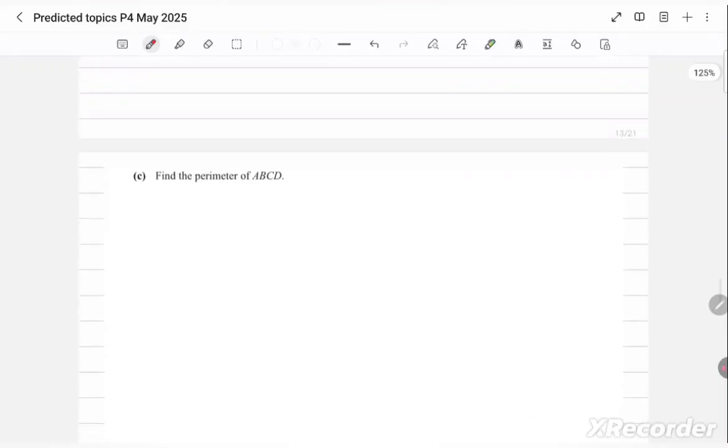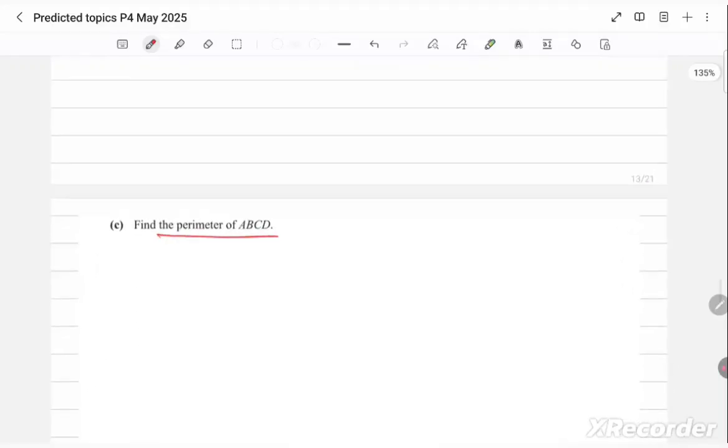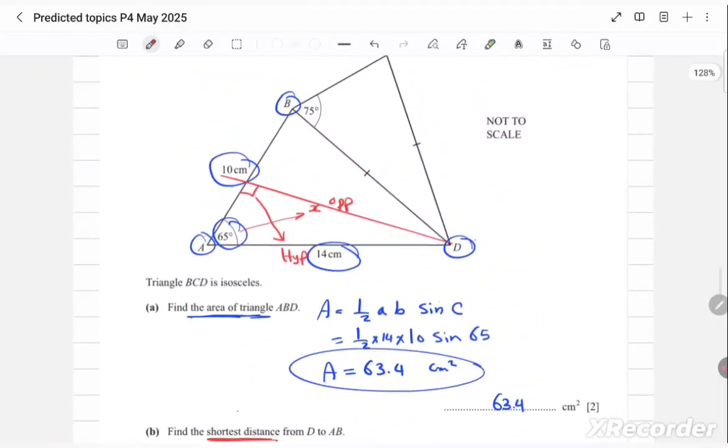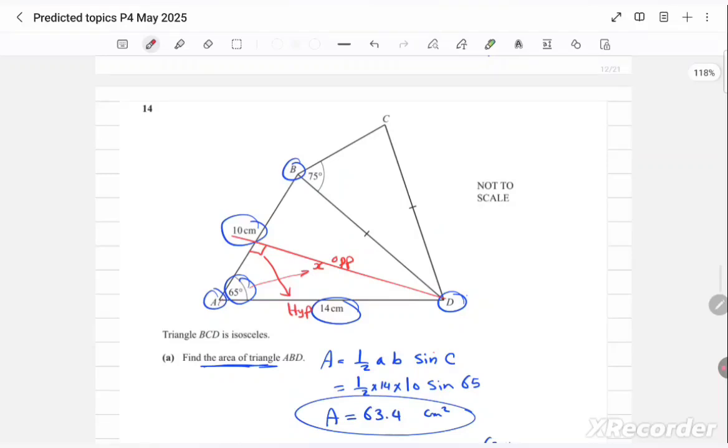Okay, next one, find the perimeter of ABCD. We need to find AB. I have AB. Okay, ABCD. In this case I have AB and we have also AD. And so we need to find what? We need to find this side and we need to find this side. We need to find BC and we need to find CD.